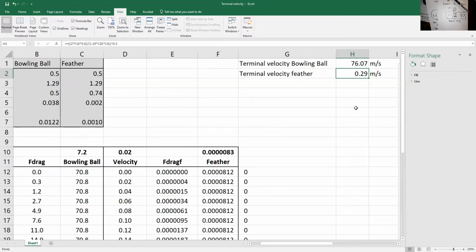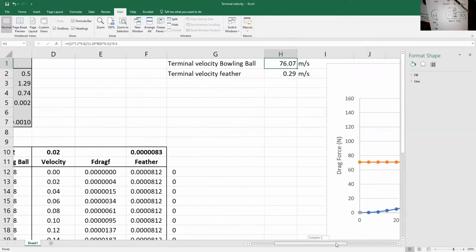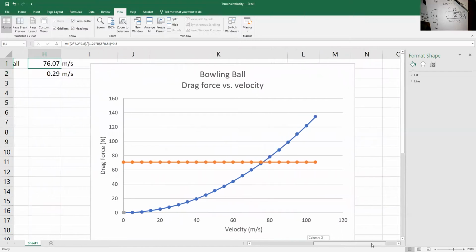All right. So the terminal velocity of the feather is reached so much sooner than the terminal velocity of the bowling ball. Because remember, the bowling ball is accelerating this entire time up until 76.07 meters per second. Once it reaches that velocity, the drag force is the same as the force due to gravity, and acceleration is 0. So this bowling ball is going to be traveling faster than the feather for that flight, and that's why it hits the ground first. Here's what the data look like in a graph.